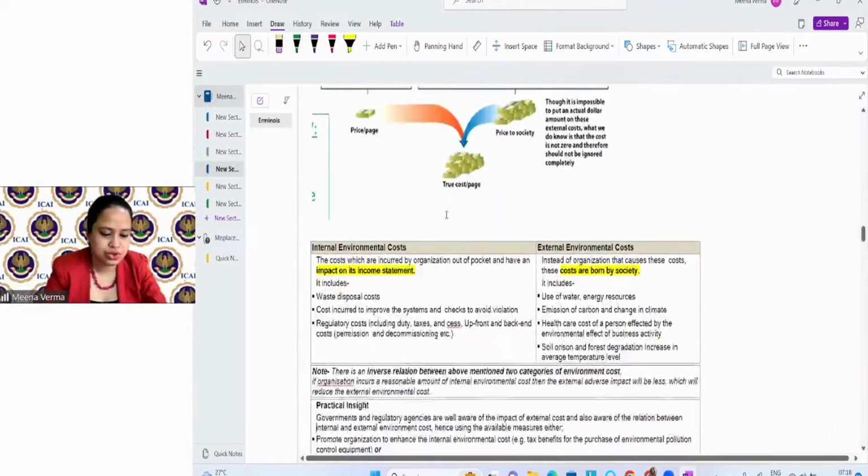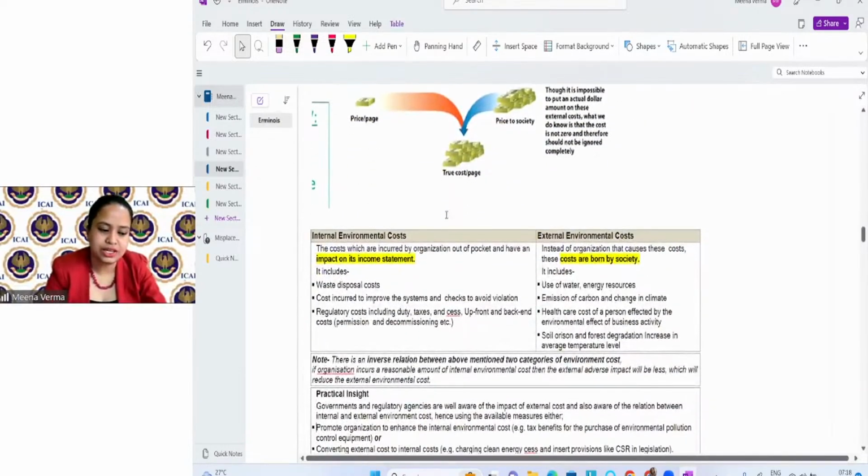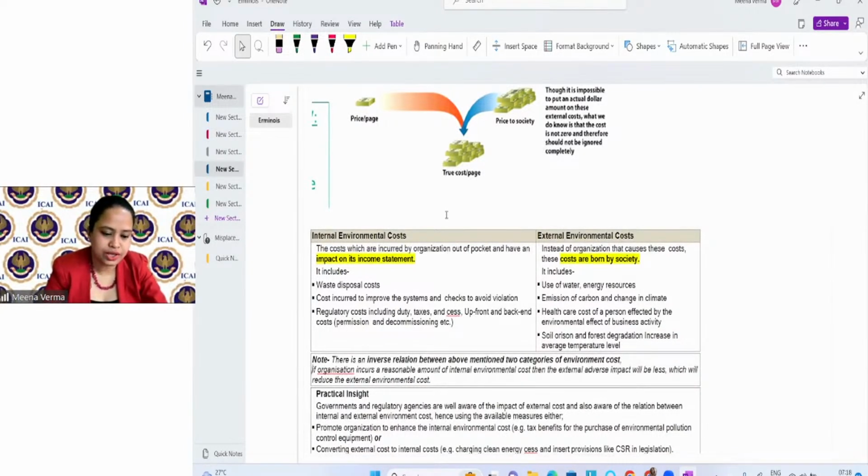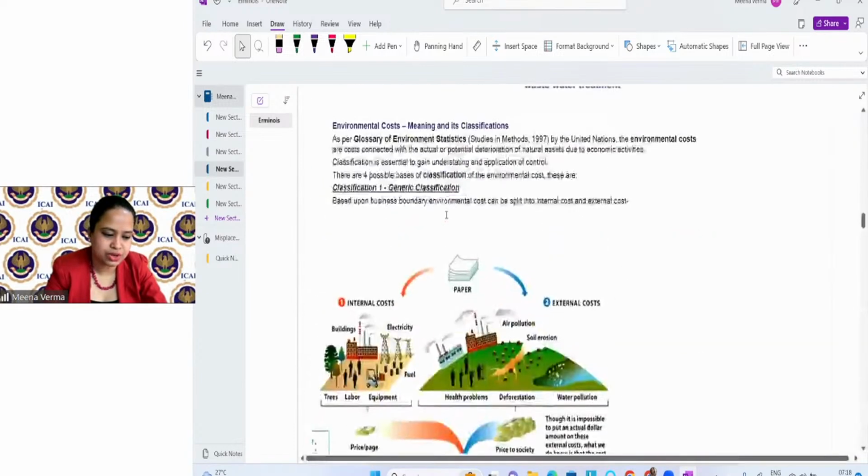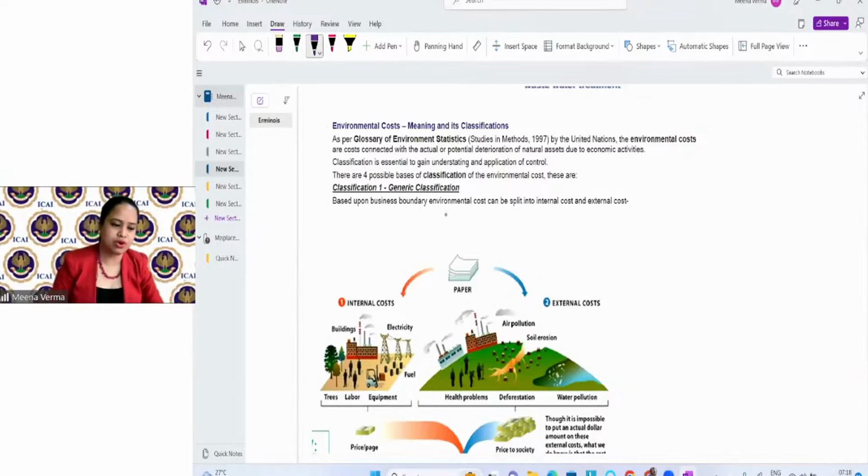Okay. So you can see here, they have considered the internal environment cost and external environment cost. All right, let's talk about internal environment cost and external environment cost. Let's talk about environment cost.